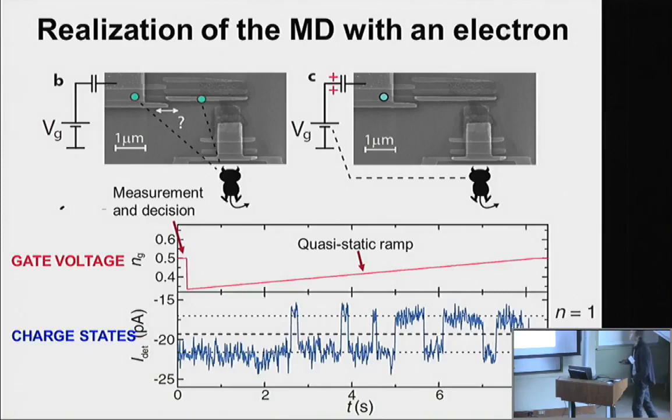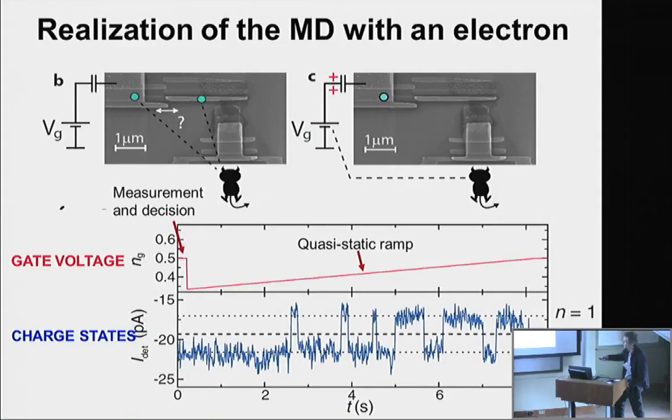But now going to the actual feedback experiment. So here is again our single electron box where we do the whole protocol which I showed you a few slides back. Initially the system is in the degeneracy gate is positioned so that the electron is on the right or on the left, and at a certain moment you do the measurement and decision.